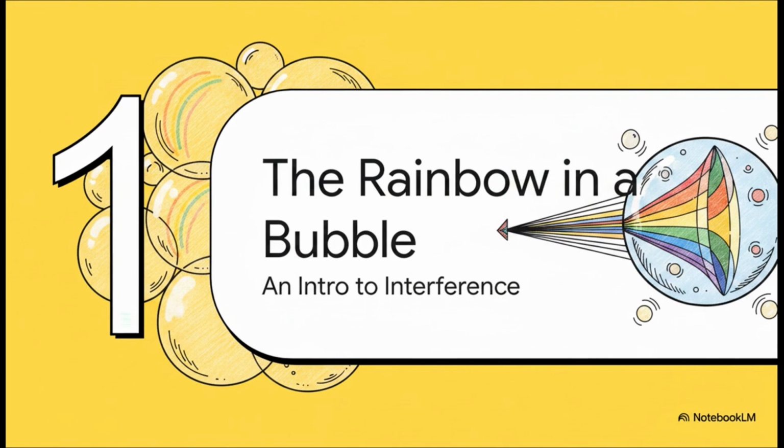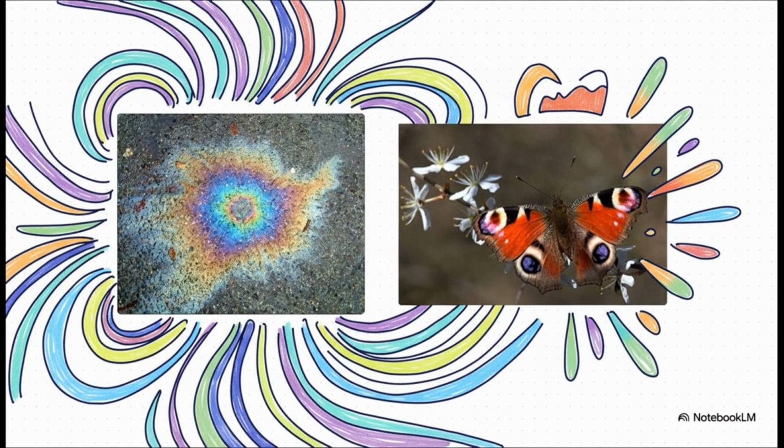All right, let's dive into Section 1, the rainbow in a bubble. We're about to unlock the secret that connects all those beautiful examples we just mentioned. So, take a look at these two, an oil slick and a butterfly wing. They seem like they're from totally different worlds, don't they? But in the language of physics, they're basically telling the exact same story. This is thin film interference, and by the time we're done here, you'll see exactly how it all works.